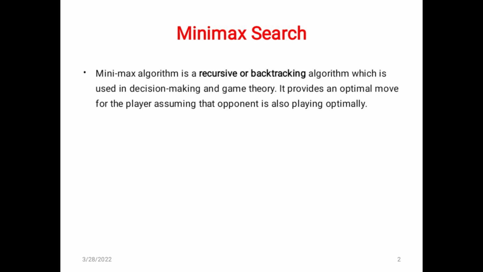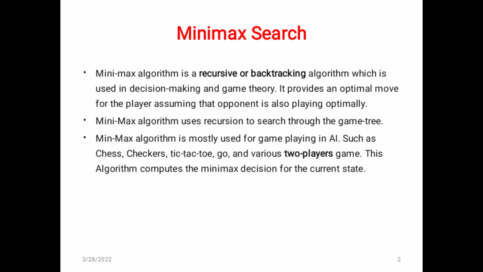Minimax is a recursive or backtracking algorithm used in decision making, especially in game theory. It produces an optimal move while playing the games. The minimax algorithm uses recursion to search through the game tree. It is mostly used for game playing in AI, such as chess, checkers, tic-tac-toe, etc.